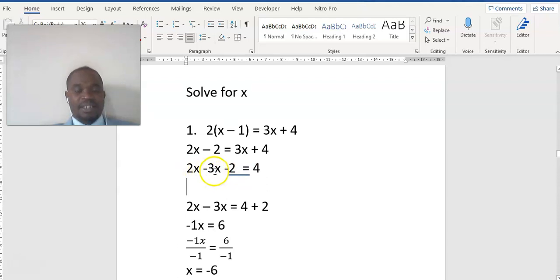Then 2x minus 3x, we have learned like terms. So this like term is already grouped, so we are going to add and subtract. This one is going to be 2 minus 3. What would that give you? Minus 1. Okay, so we are going to have minus 1x is equal to 4. Now if I transpose this minus 2 to the other side, it's going to be plus 2.